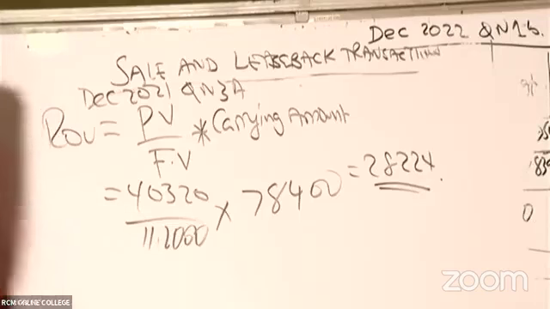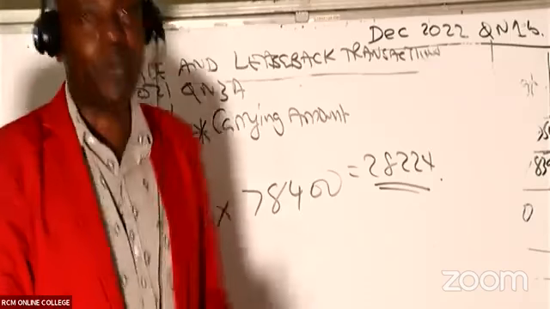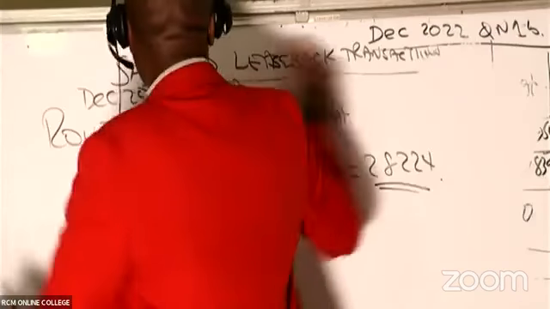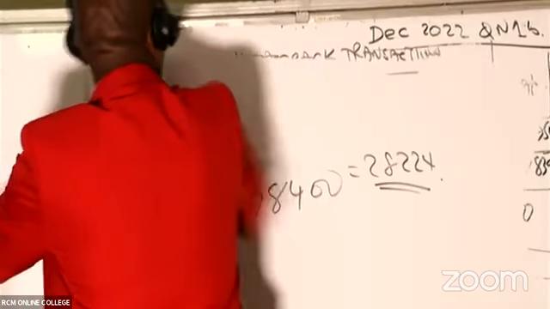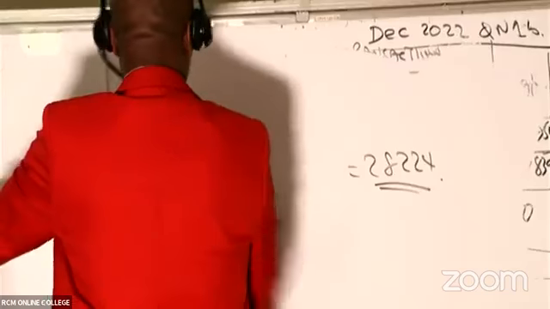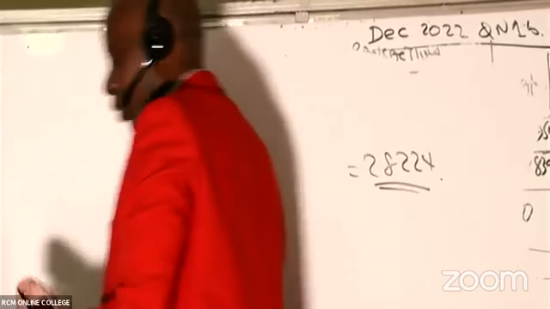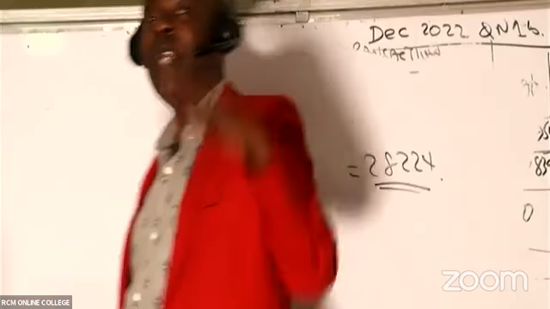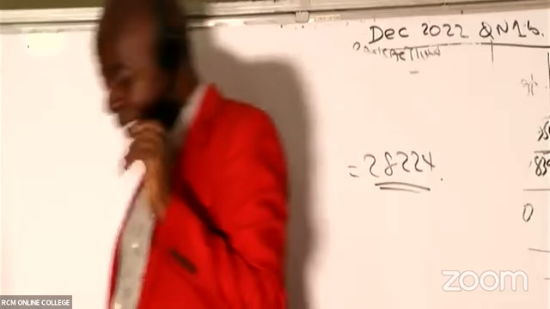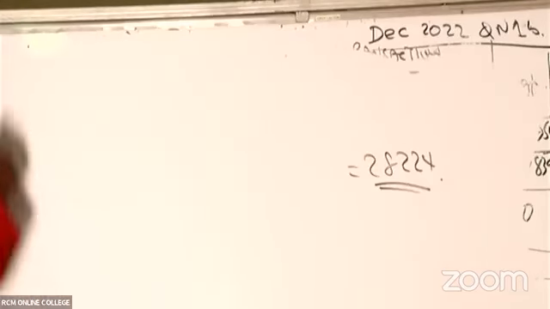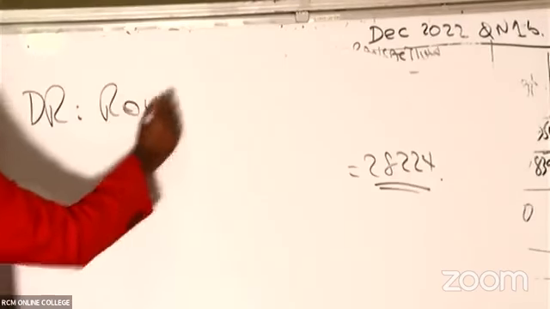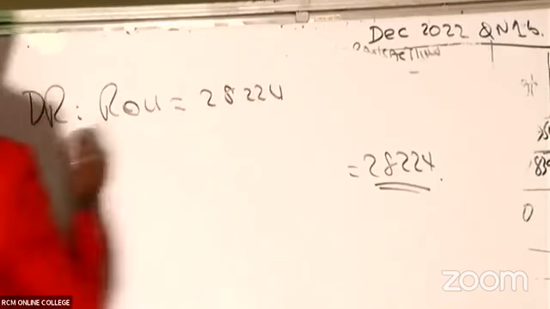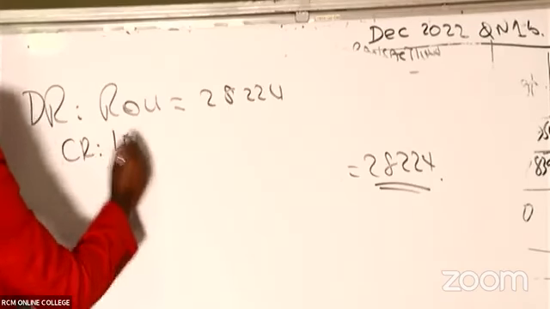Now, after that, ladies and gentlemen, I will come and do what I call an incomplete journal. I'll be able to complete this journal later when I do other things. There are other things I need to do, but immediately come and do an incomplete journal here. But don't write a title there. So come and tell us, first of all, debit right of use 28,224. Credit, in this case, lease liability.